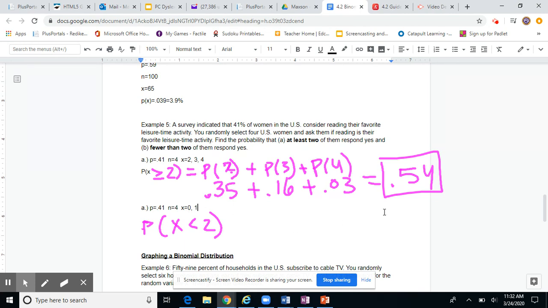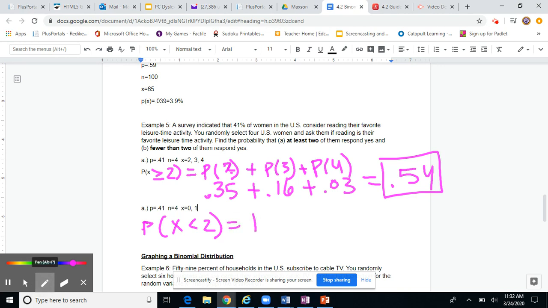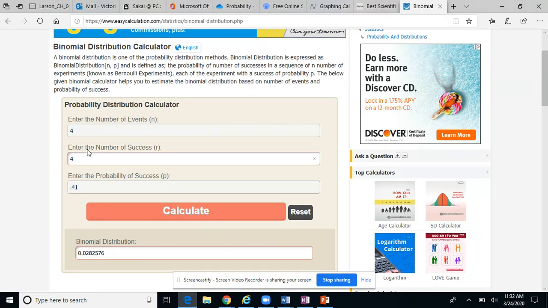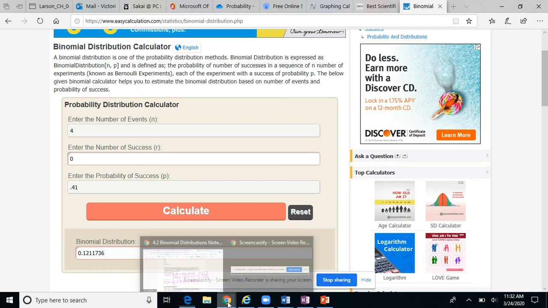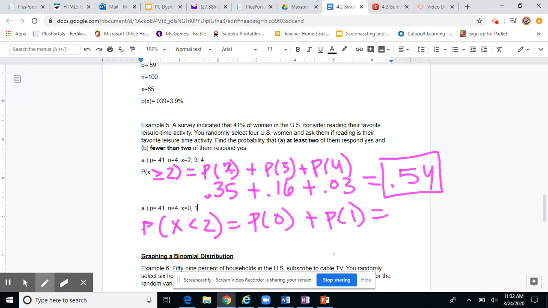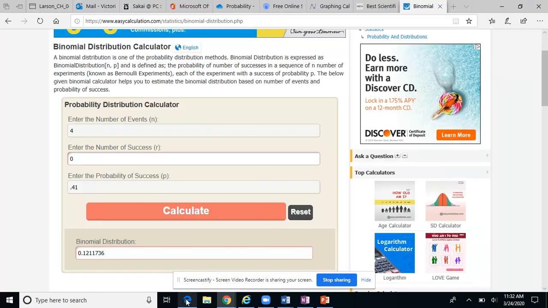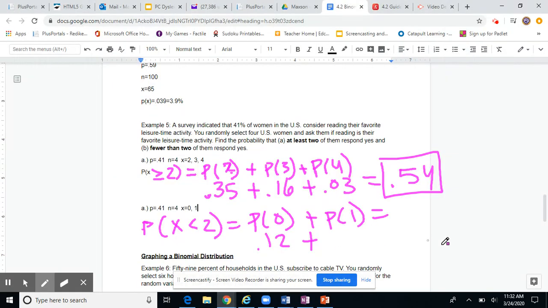So when I do this, I'm going to be finding the probability of 0 plus the probability of 1. So when I plug that in, the probability of 0 says 0.12. 0.12 for probability of 0. Probability of 1 is 0.336, so 0.34. So that would mean 0.12 plus 0.34, we get 0.46 probability.